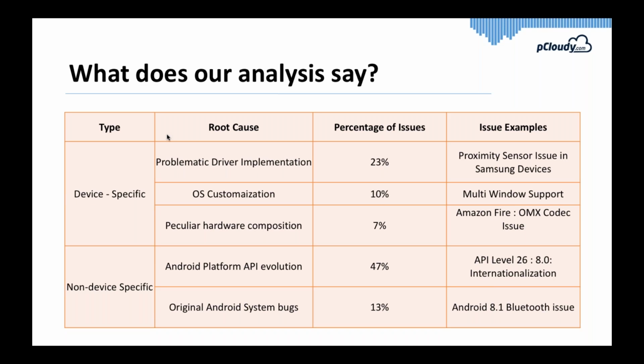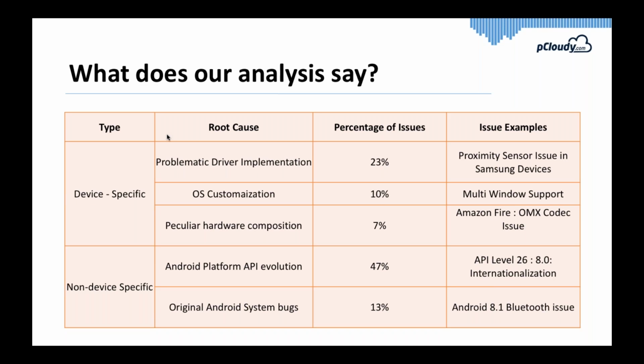And then the third one is a peculiar hardware composition. In the case of Amazon Fire, there was an issue with the video player itself because it has a driver issue with OMX codec. I'm not going into that detail, but at a high level, device-specific issues fall into three categories: problematic driver implementation, OS customization, and peculiar hardware composition.